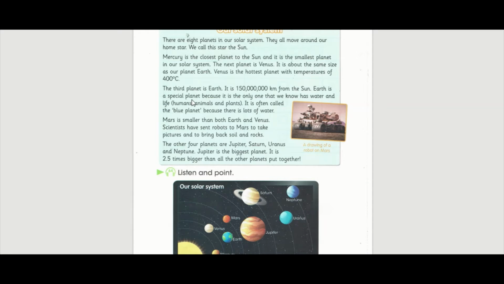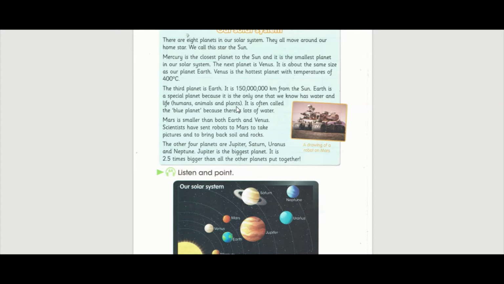Earth is a special planet, كوكب مميز. Why? Because it is the only one that we know has water and life: humans, animals and plants. الكوكب المميز الوحيد في النظام الشمسي. لماذا؟ لأنه الكوكب الوحيد حسب معرفتنا، حسب ما توصل له العلم، الذي يحتوي على الماء والحياة، للإنسان والحيوان والنبات.